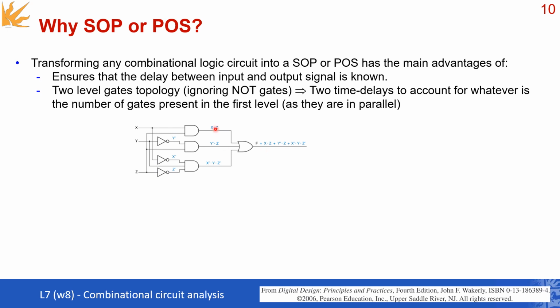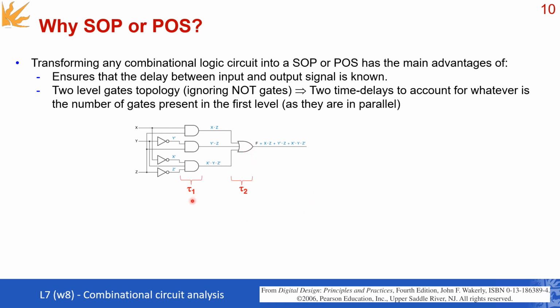So using the sum of products as we do here, and by ignoring the NOT gates, you see that you have a sum, which is the final level, preceded by AND operations. So it's the sum of logical products. You always have a 2-time delay to count for whatever is the number of gates. Now in this example, the number of gates is what you see over here, 3 gates for the first level and always 1 gate for the final level.